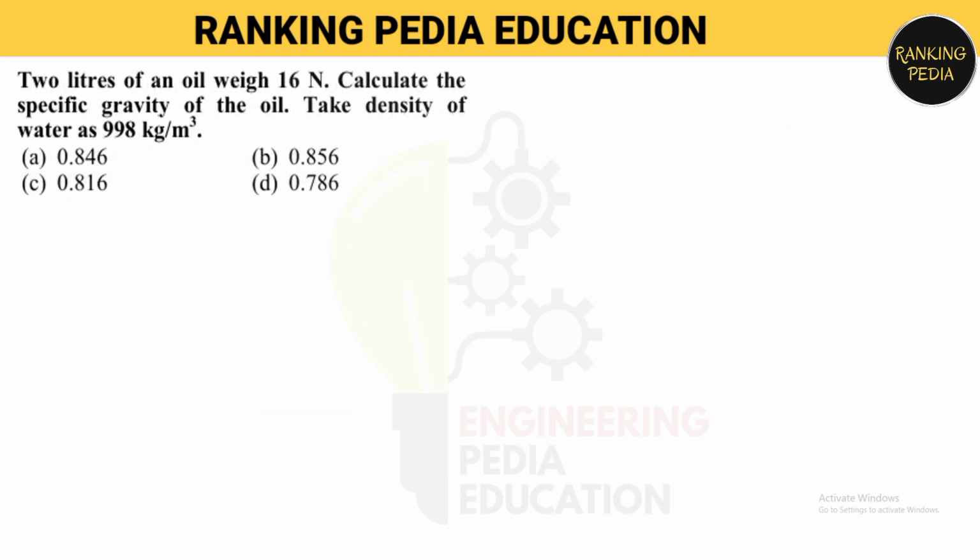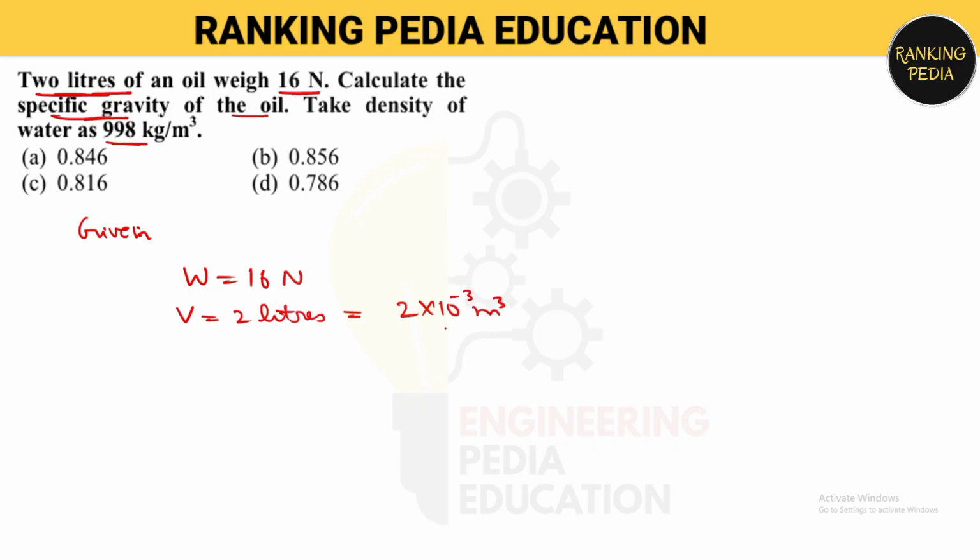Next question: 2 liters of oil weigh 16 N. Calculate the specific gravity of oil. Take the density of water as 998 kilogram per meter cube. First we will note down the given data. W is given, which is the weight in Newton, and the volume is 2 liters. If we convert to meter cube, it is 2 × 10^-3 meter cube.